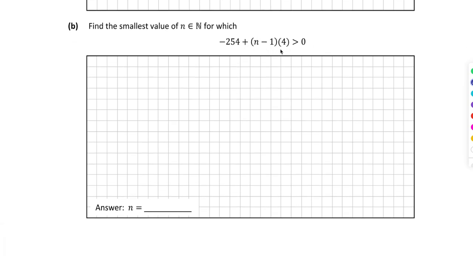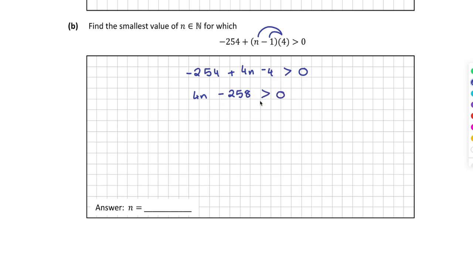So how would I do this out? Well, the first thing I would do is that bracket. Let's multiply that out. So I'm going to have minus 254. Then I'm going to have 4 by n is 4n, 4 by minus 1 is minus 4, is greater than 0. Now what I'm going to do is tidy up as much as I can. So I have 4n minus 258, because I have minus 254 minus 4, and that's greater than 0.